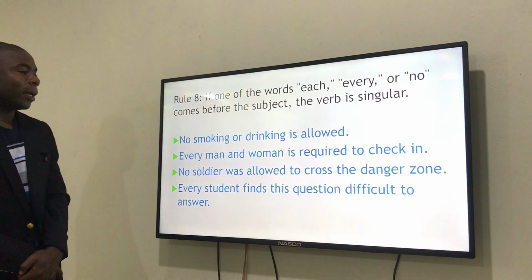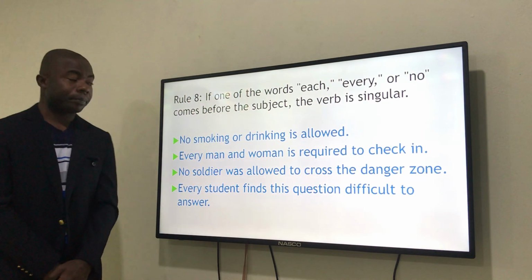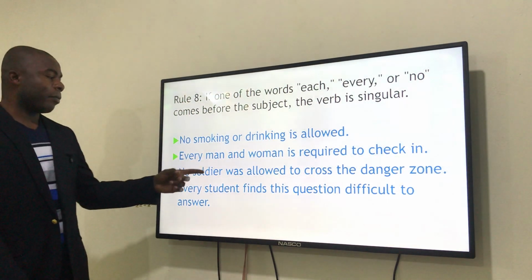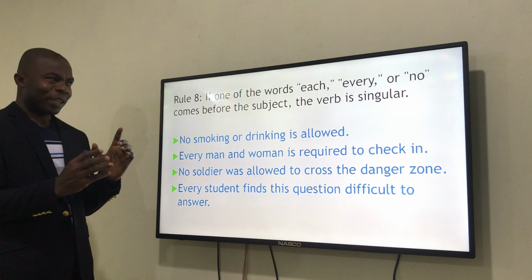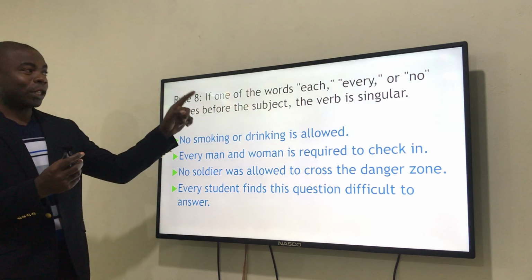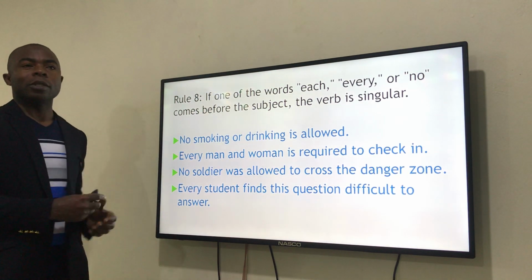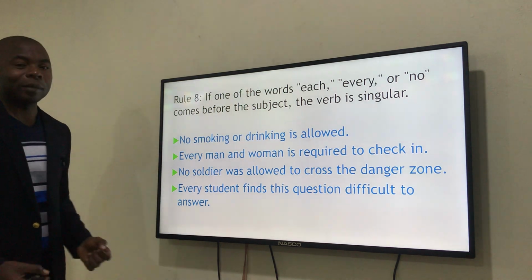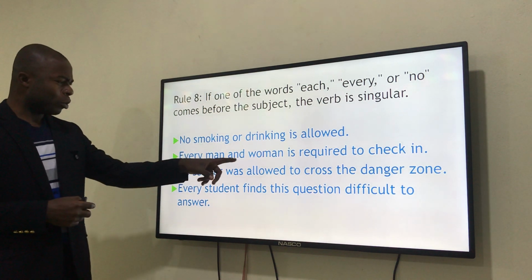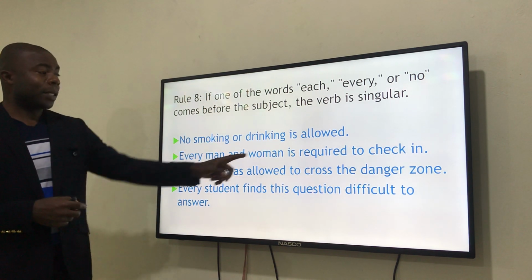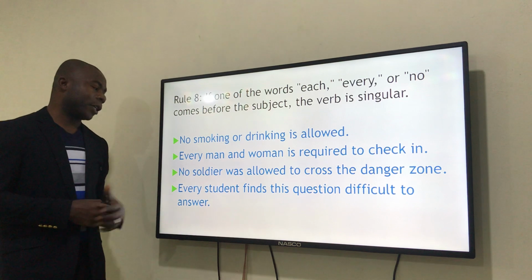Every man and woman is required to check in. Over here you see every coming before man and woman, already plural. So you wonder, but this rule overrules the previous rule of if you see and joining two items. The rules overrule other rules. That's very powerful. Every man and woman, wow, two. Even joined with and, the verb is singular, because when you see this used before a subject, the verb is singular. Every is one of them.